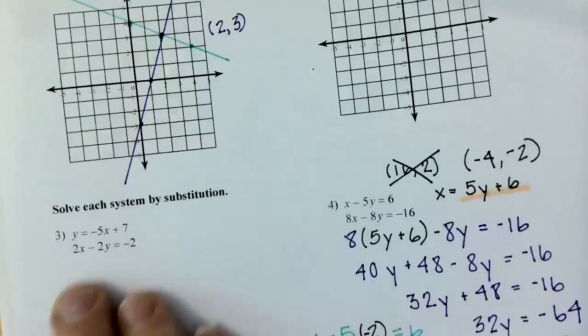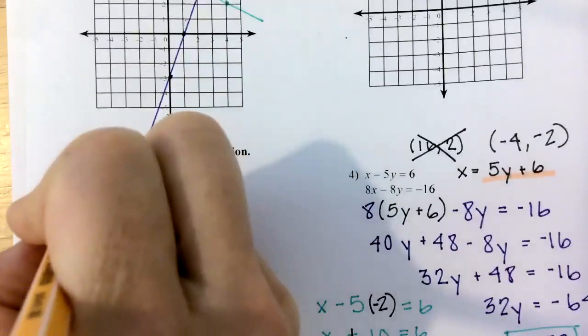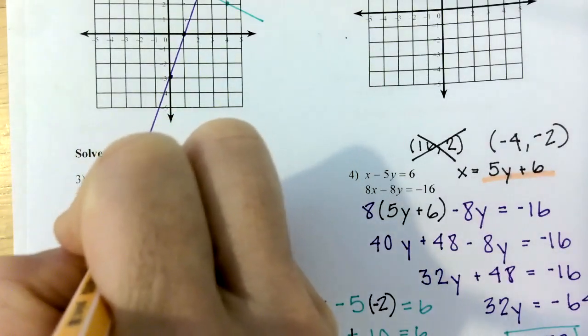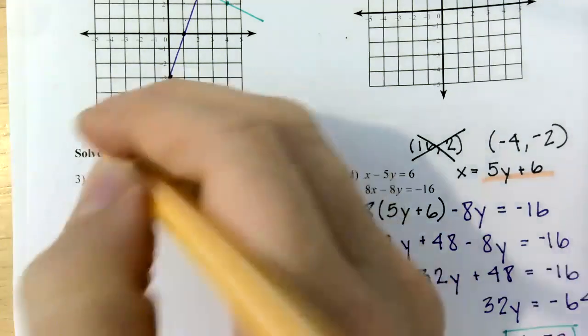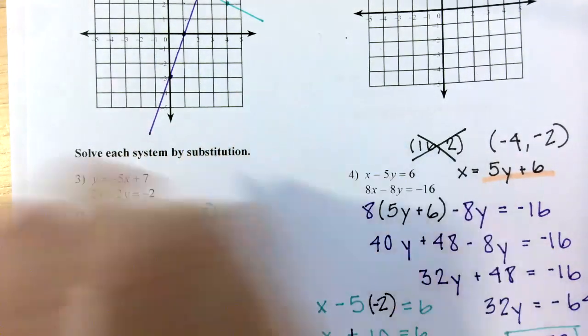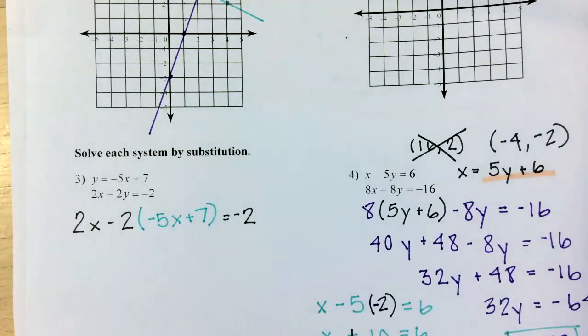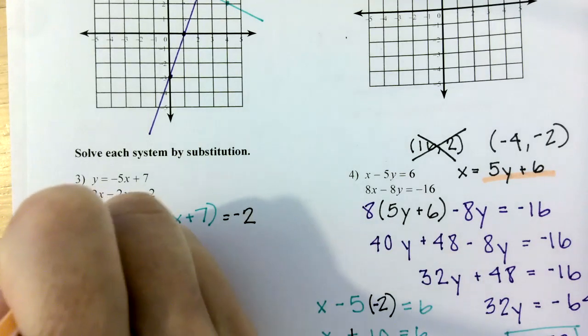So in this case, it would be a little bit easier. Y equals -5x plus 7. 2x minus 2y equals -2. So we already know what y is. So over here at 2x minus 2, instead of that y, we can just put in 2 times -5x plus 7 equals -2. So that would be 2x.